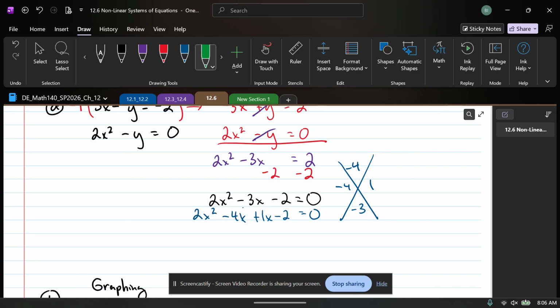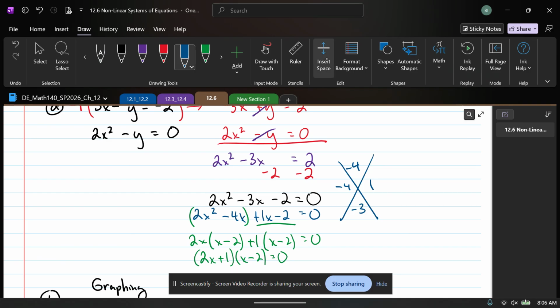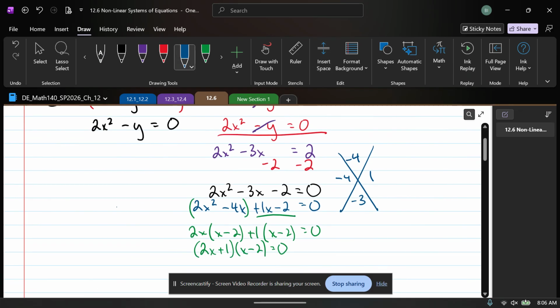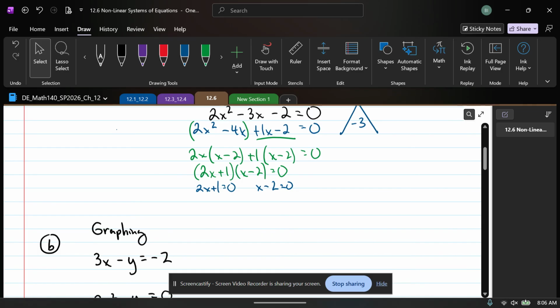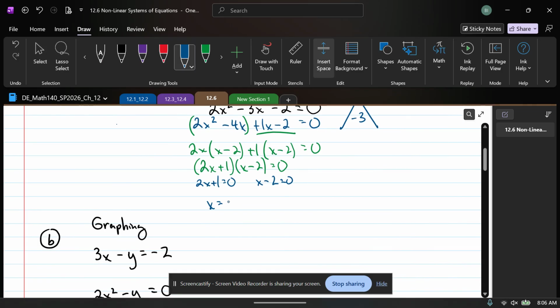So I'm going to group the first 2 together there, get the GCF is 2x. And then the second group, the GCF is a 1. And those parentheses match, so that means I did it right. So I have 2x plus 1 and x minus 2 are my factors. Then I'm going to take those two factors and set them equal to 0 and get my solutions there. So 2x plus 1 equals 0, x minus 2 equals 0. So there's x equals -1/2. There's x equals 2. So we've got two x values.